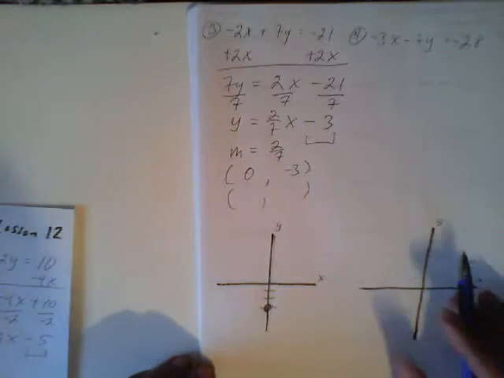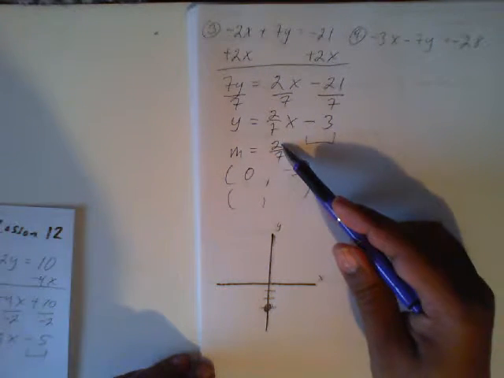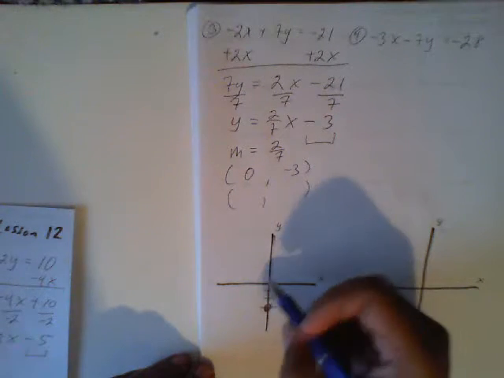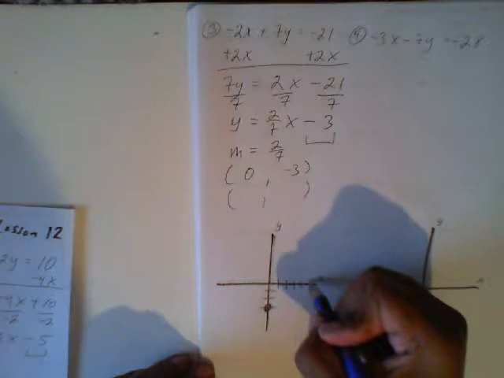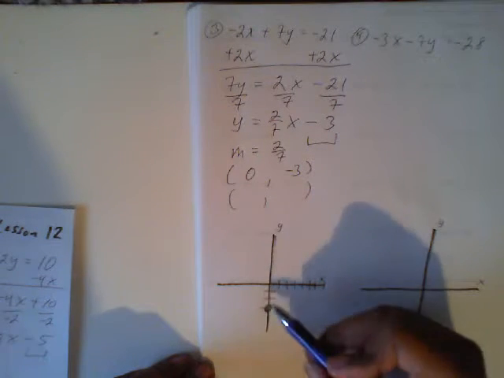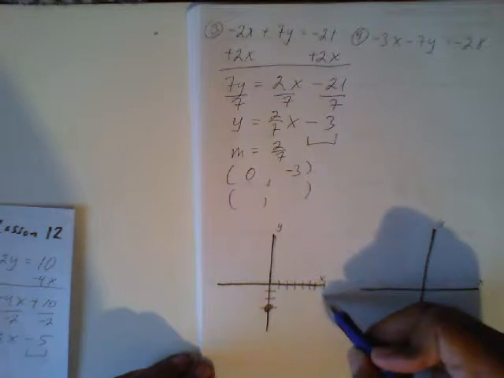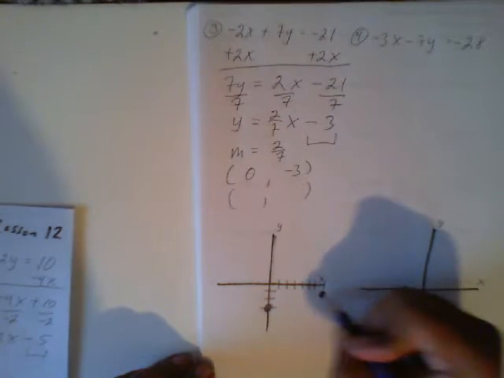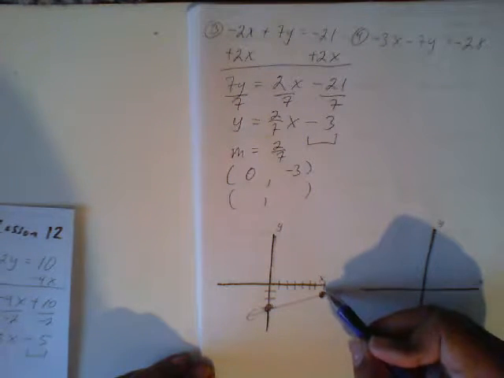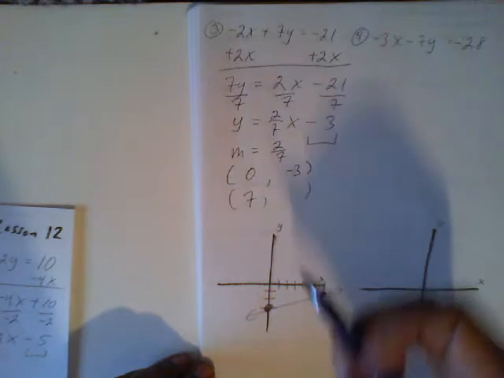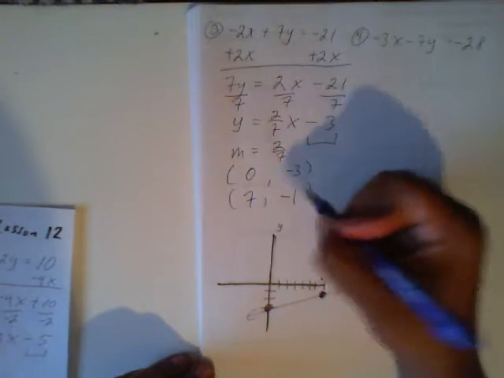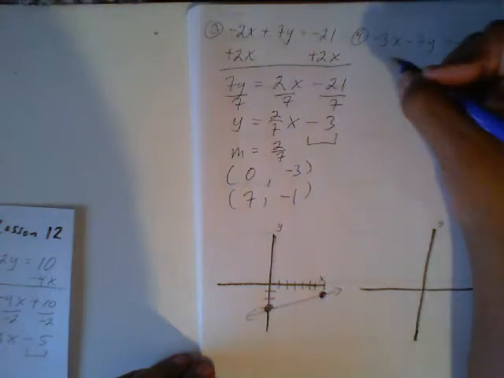Okay. Next, I'm going to rise 2 and then run 7 to get to my next coordinate. So rise 2 times and then run 7 times. So 1, 2, 3, 4, 5, 6, and 7. And so again, rising 2 and then running 7 puts me at this place right here. And this new point right here is at x is 7, and it's at y is -1 right here. Okay, finished.